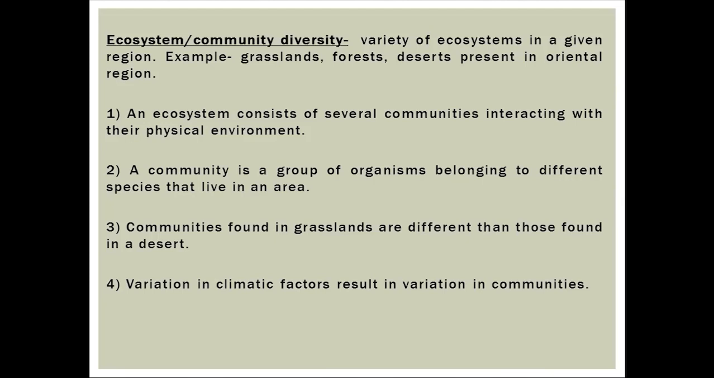ecosystem diversity. Ecosystem, in the previous chapter we have studied, is a system which is formed by interaction of several communities with their physical environment. And a community is a group of organisms belonging to different species that live in an area. We have also seen how the communities found in grassland ecosystems are completely different from those found in a desert. All the different ecosystems are formed because there is variation in the climatic factors, and that results in the variation in the communities that are present.